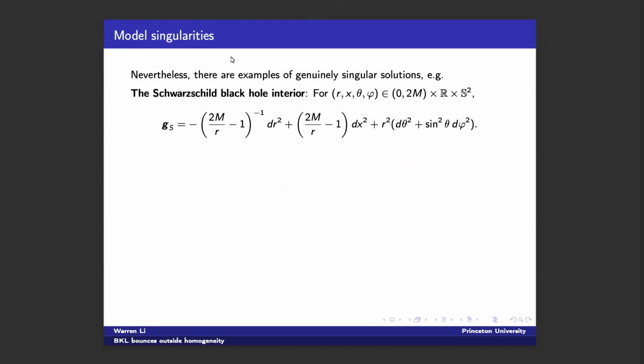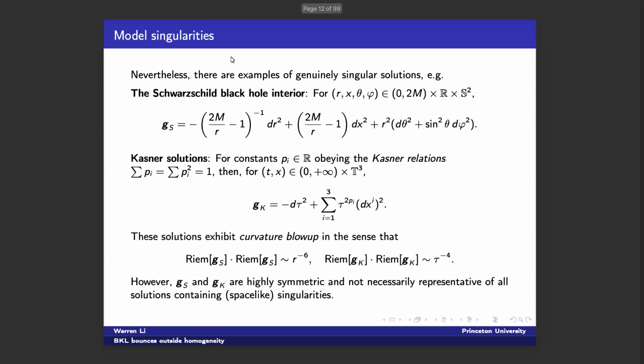One of them is the Schwarzschild black hole. I've written this in a slightly unfamiliar way. Usually we have these t, r, theta, phi coordinates. I've now written the part containing dr squared in this form, and I've replaced the t by x. Why have I done that? Because I'm focused on the interior of the black hole. So r here will live between 0 and 2m. In that region, r is a time-like coordinate, and the usual t is a space-like coordinate.